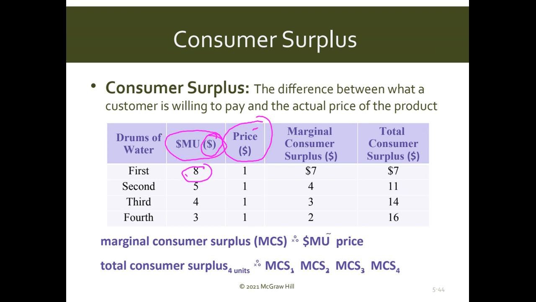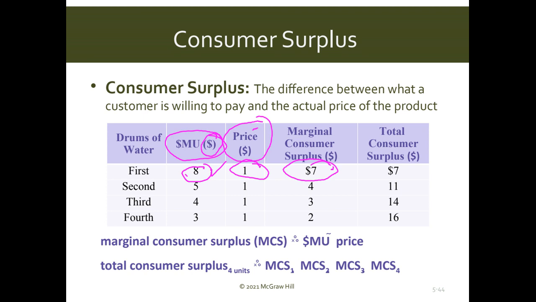So suppose it is $8. It means that for the first drum of water, you're willing to pay up to $8. Why $8? Because that is the maximum satisfaction that you will derive from buying this unit of product. And in the market, the price is $1 only. So you are willing to pay $8, but you are actually paying $1 only. Profitable, right? So $7 is your consumer surplus, or marginal consumer surplus, for the first unit.